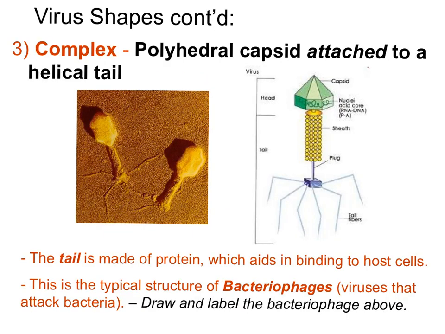And the last shape we're going to be talking about is complex, where we have a polyhedral capsid. Within it is our genetic material, whether it's RNA or DNA, and that polyhedral capsid is attached to a helical tail. So we have our helical tail here. This helical tail is largely made up of protein, and it helps the virus attach to its host cells. This structure is what bacteriophages have as a structure. A bacteriophage is a virus that specifically attacks bacteria.